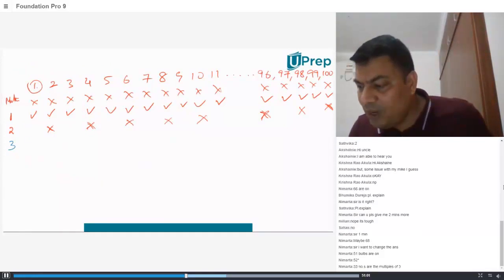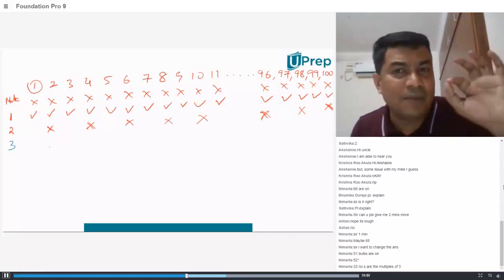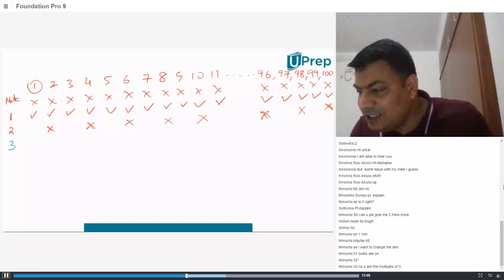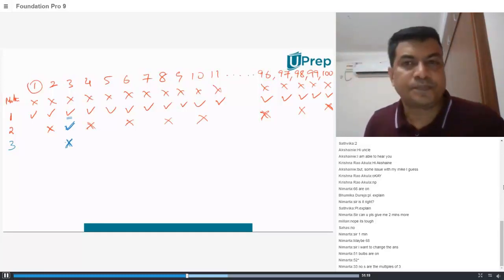That means the 1 will remain there. This is on. This will continue to be on. This is off. It will continue to be off. But multiple of 3 means this 3. The 3 here was on. So now he is going to switch this off, because he's going to change the pattern.